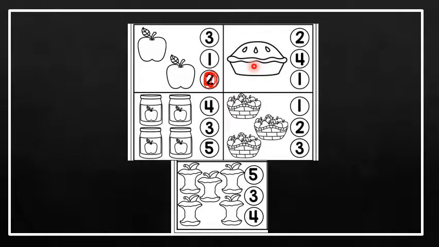Let's move to the pie. How many pies do you see? Do you see 2 pies, 4 pies, or 1 pie? Excellent job. There is only 1 pie in the box. Can you count the jam for me? How many jars of jam do you see? Let me count them with you. 1, 2, 3, 4. Can you find which one of these numbers is the number 4? Good job. Here's the number 4. So we're gonna shade in that circle.